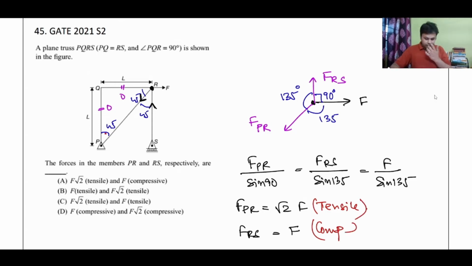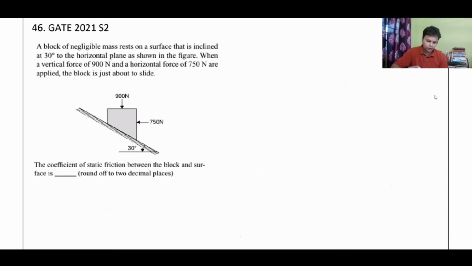Okay, I hope it is clear. So what will be the answer? PR, F root 2 tensile, and RS is F compressive. So answer is A. Answer is A. I hope it is clear. Let us move on to next question.